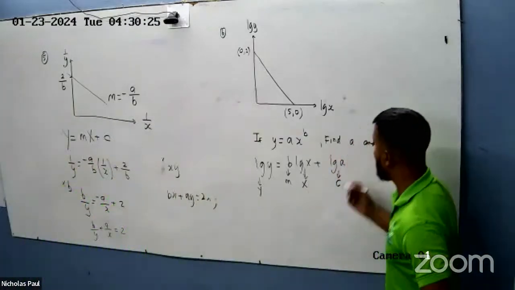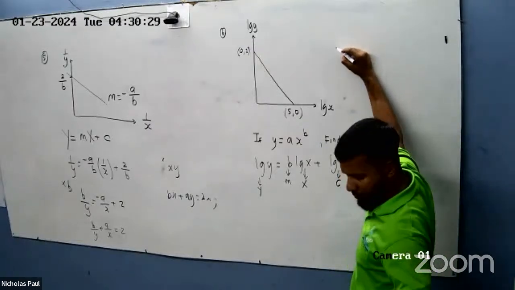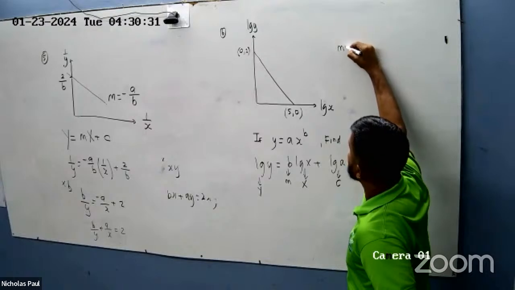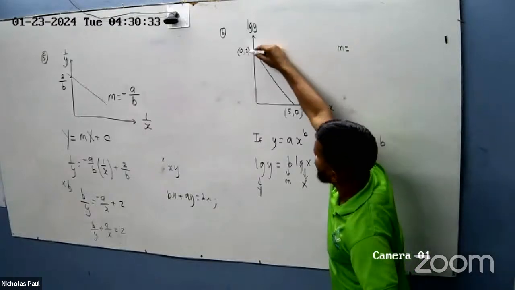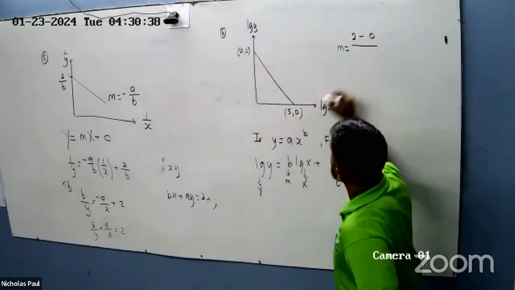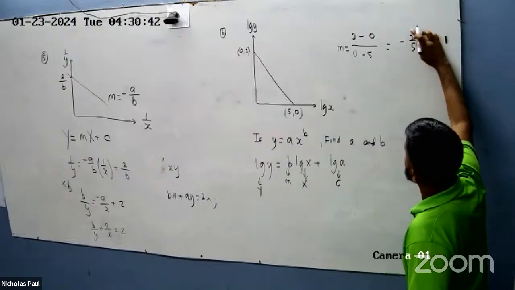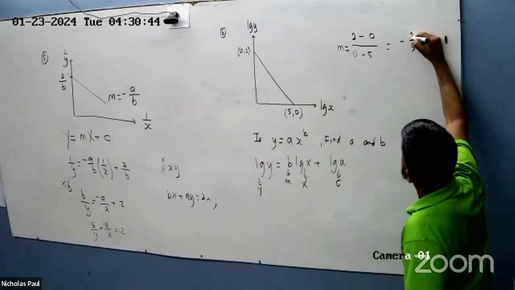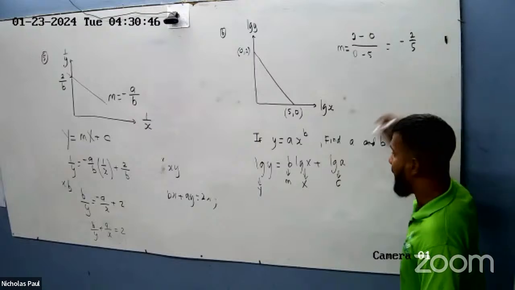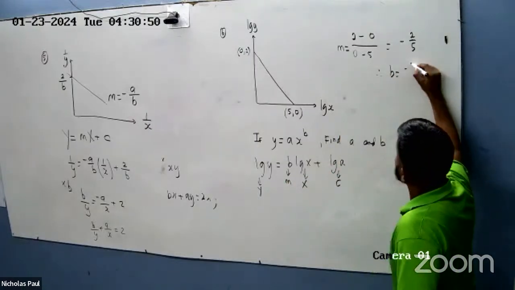So what did we get for the gradient? If you're confused, take a look here. Gradient is equal to y2 minus y1 over x2 minus x1. So I got minus 2/5. And we know that the gradient is b, so we're done. B is minus 2/5.